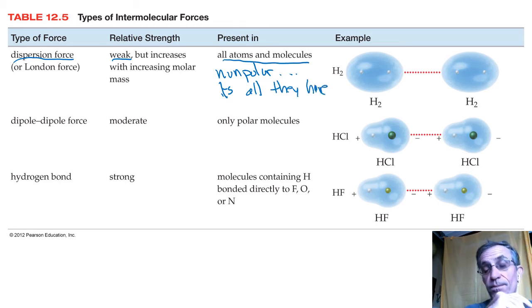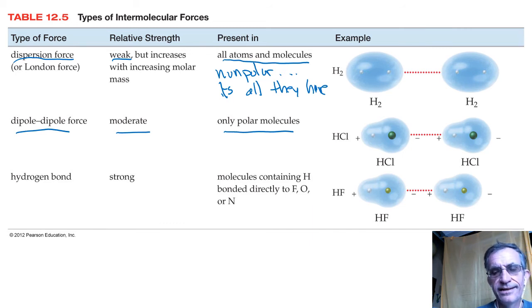Now, if you're polar, yeah, you're going to have dispersion forces, but you actually have something even better, even stronger. And that is called the dipole-dipole force. So these are of moderate strength. They occur between polar molecules. So polar molecules have an even stronger attraction. That's called a dipole force.